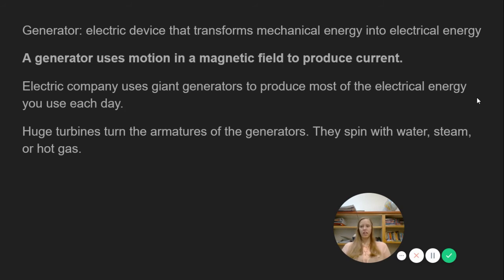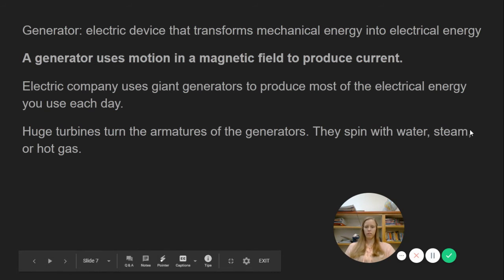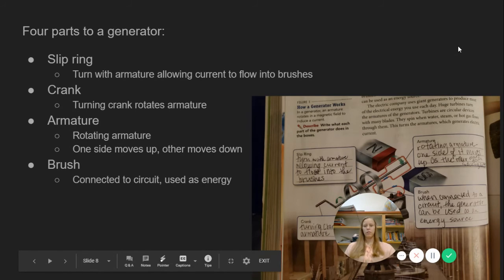What's a generator? A generator is an electric device that transforms mechanical energy into electric energy. And a generator uses motion in a magnetic field to produce current. So an electric company uses giant generators to produce most of the electrical energy you use each day. And then huge turbines turn the armatures of the generators, and they spin when there's water, steam, or hot gas flowing through them. So there are 4 parts to a generator.